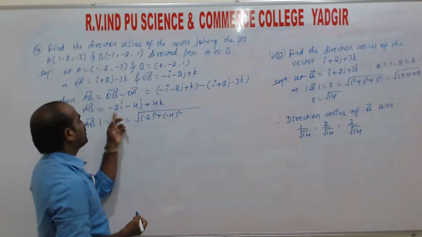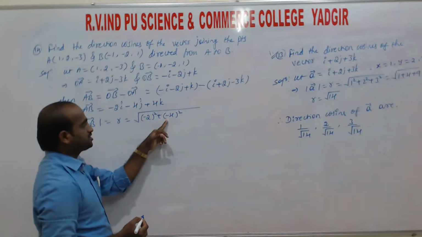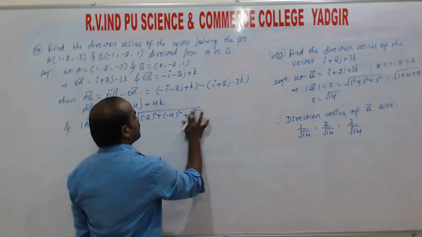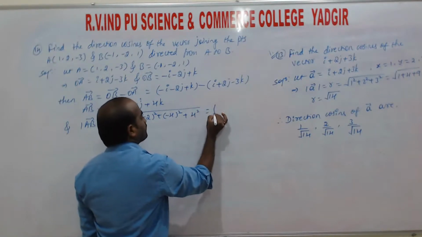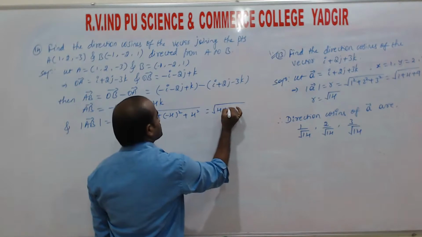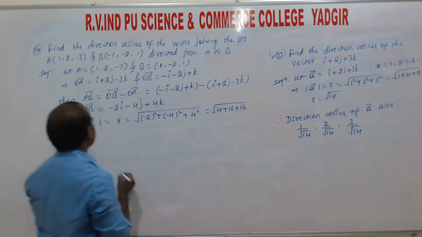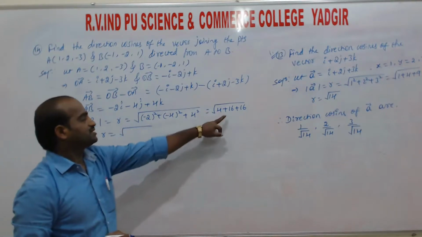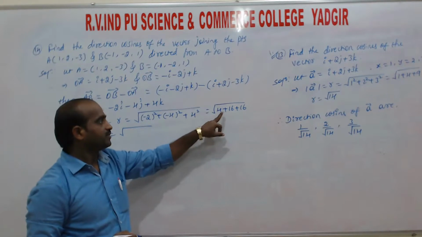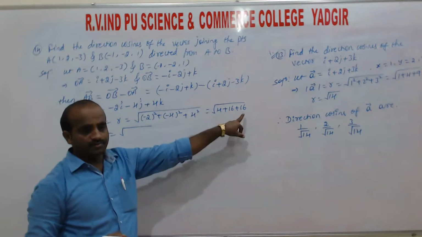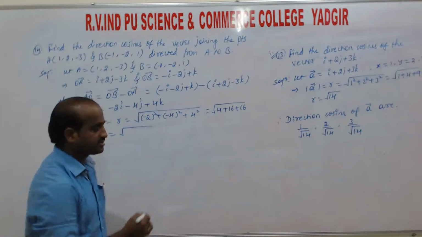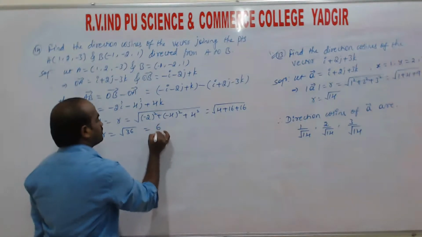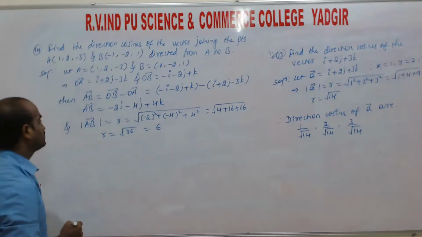Directly we can write down: minus 2 square is 4, minus 4 square is 16, 4 square is 16. So 4 plus 16 plus 16. Now r is equal to 16 plus 4, 20, plus 16 is 36. Root 36 is 6.